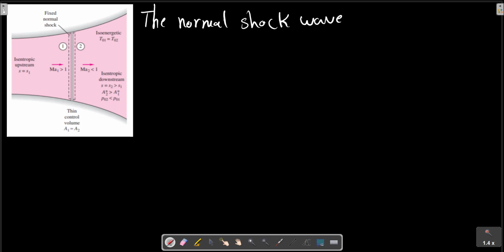So they are thin, on the macro scale, and approximate a discontinuous change in flow properties. We select a control volume just before and after the wave as in this picture.